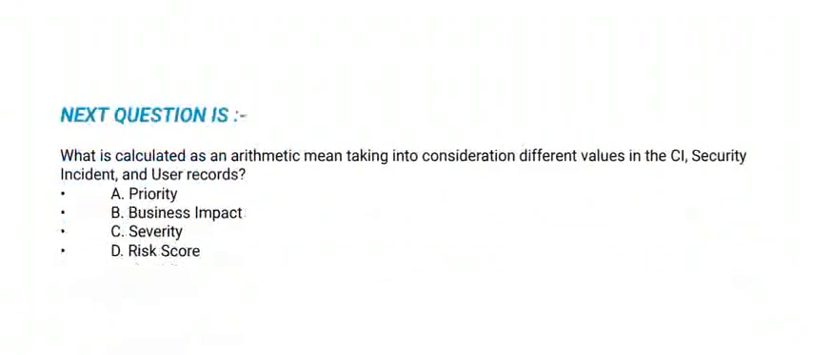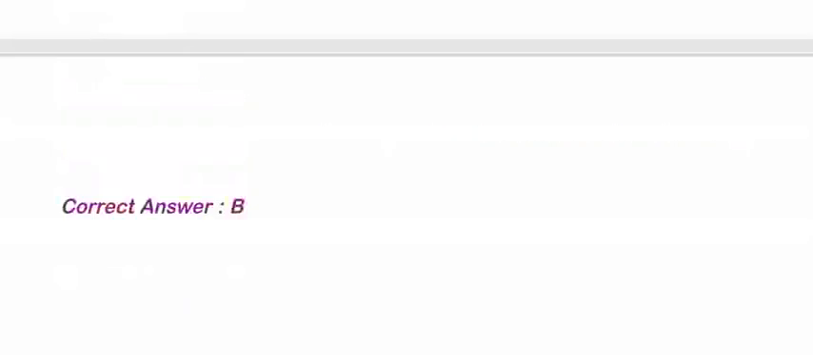Next question is, what is calculated as an arithmetic mean taking into consideration different values in the CI, security incident and user records? Options are option A, priority, option B, business impact, option C, severity, and option D, risk score. The correct option is option B.